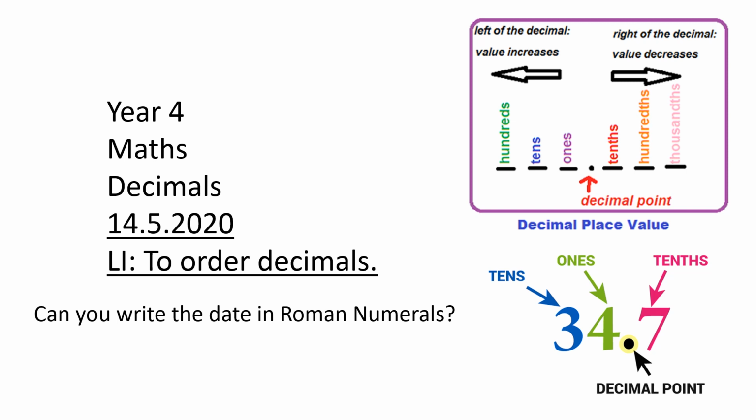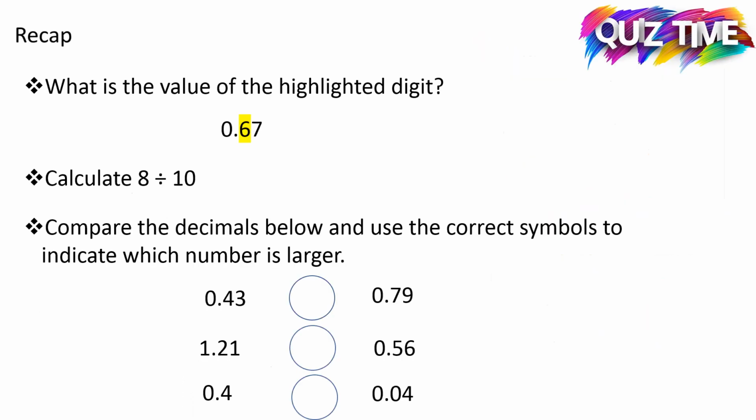Now I want you to get your pencils and your papers and exercise books out and write down the short date, 14th of the 5th, 2020, and the LI to all the decimals. And as we always do, I want you to write down the date in Roman numerals as well. Excellent, well done if you got that correct.